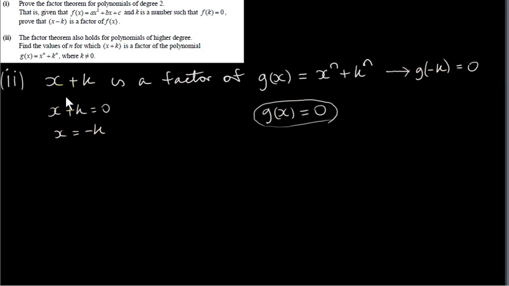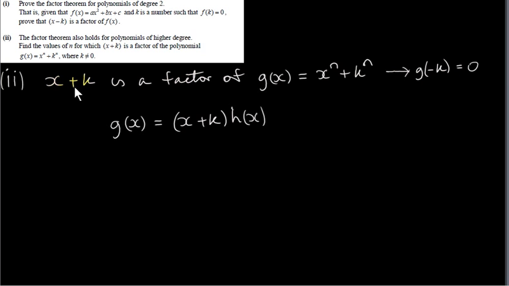Now I want to explain why the factor theorem works in reverse. We are making x plus k a factor of g of x, which means that we can write g of x as this factor x plus k times another polynomial in x, which I'm calling h of x. x plus k is a factor of g of x. That means x plus k multiplied by a polynomial in x must give us g of x. That's what it means for x plus k to be a factor.